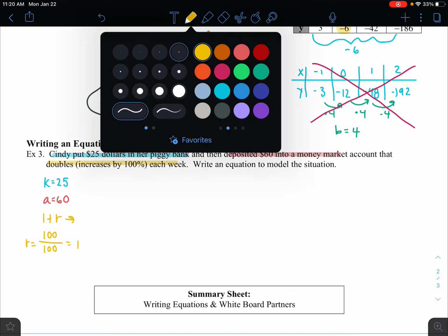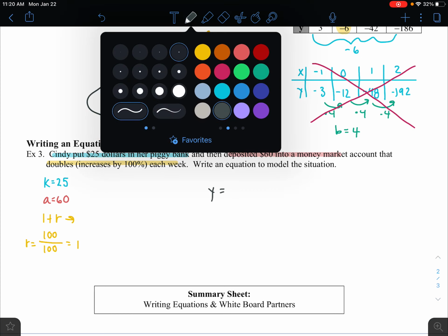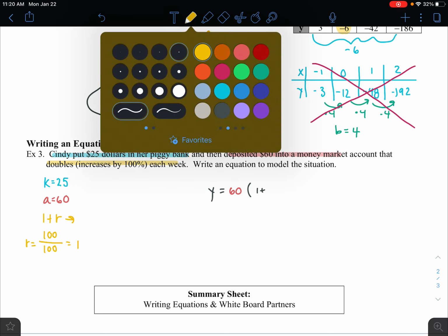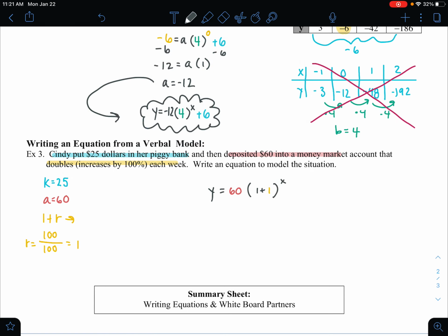So when we write this equation, we get y equals 60, because that's our money that's changing, times 1 plus our percent as a rate, 1, to the power of x, and then our money that's not changing in our piggy bank, 25. So our final equation will be y equals 60 times 2 to the x plus 25.